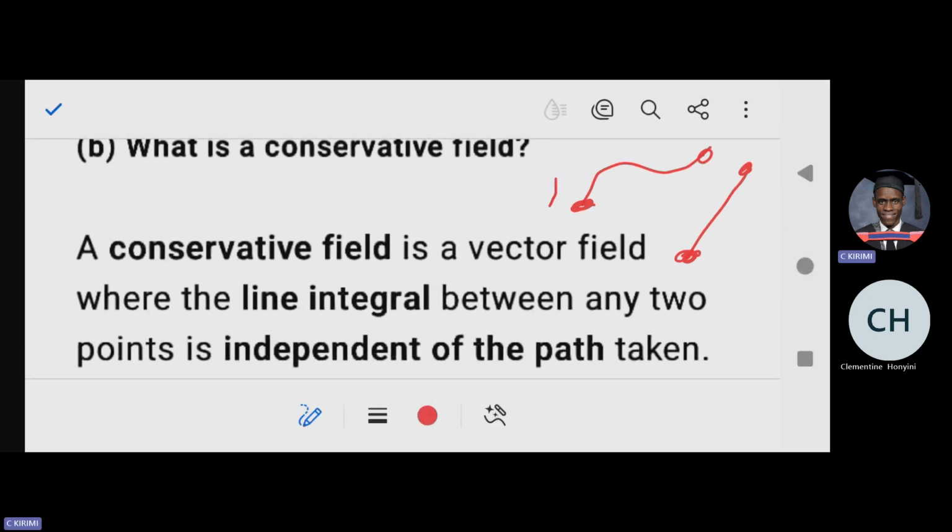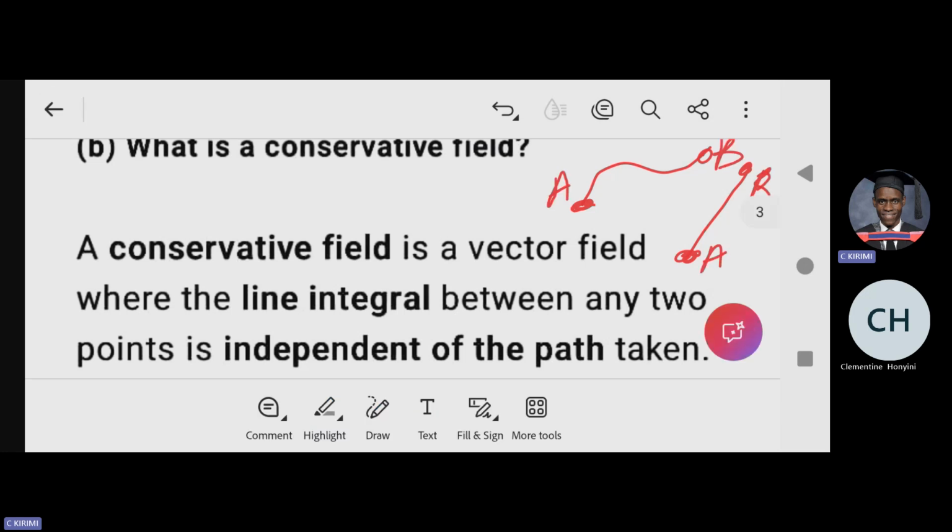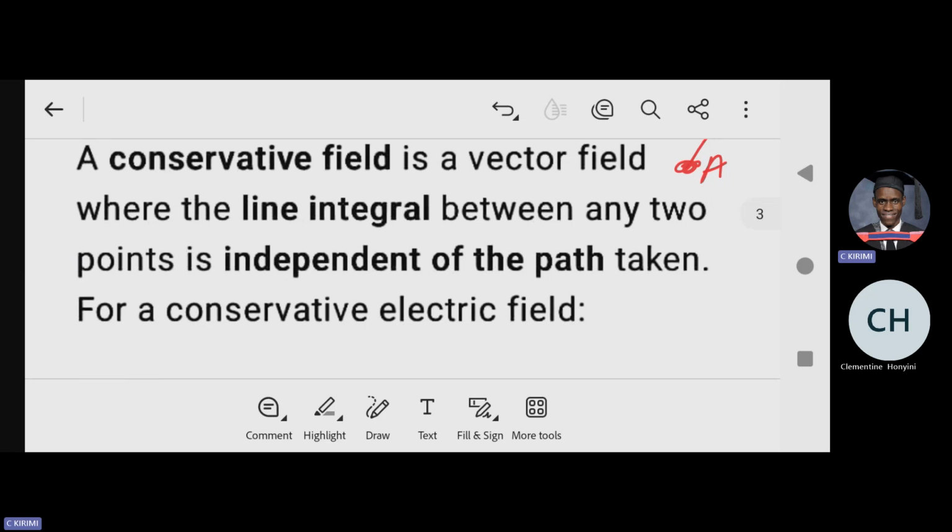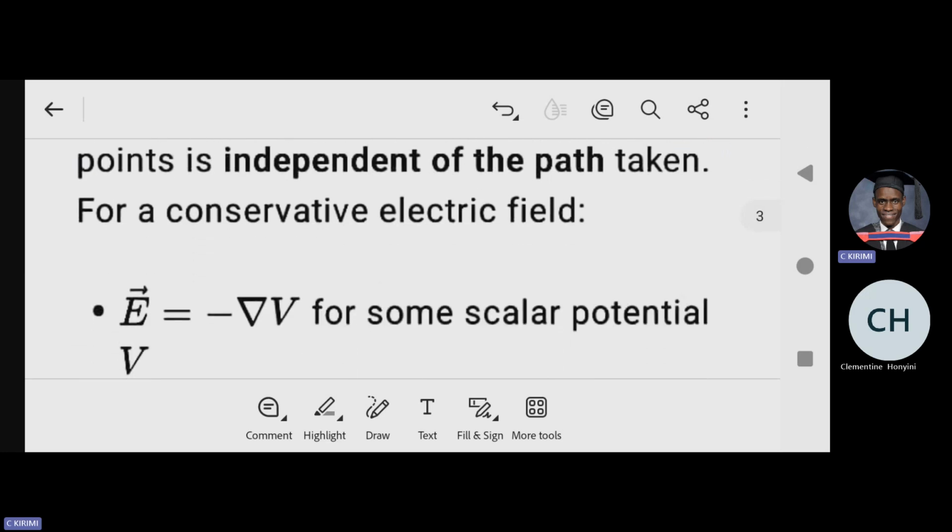So this will be our path, from A to B. Suppose it's A to B or B to C, so that is the path. It's independent. In other words, for a conservative field, what are we talking about?